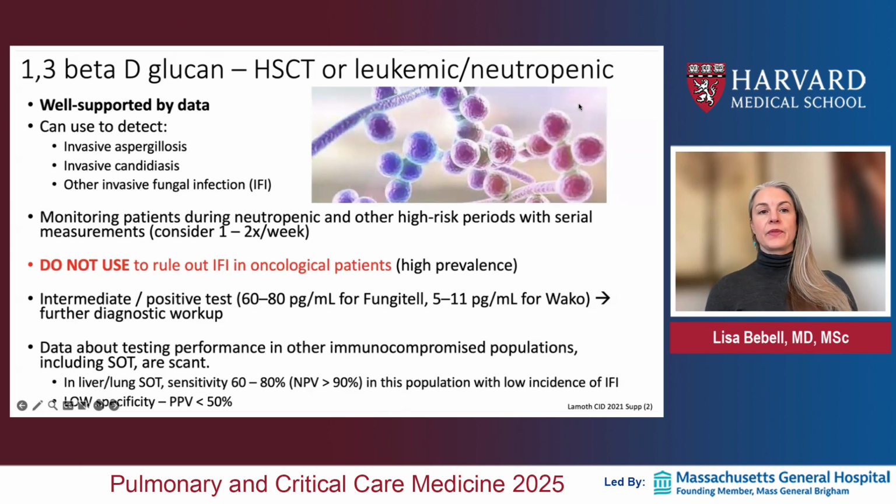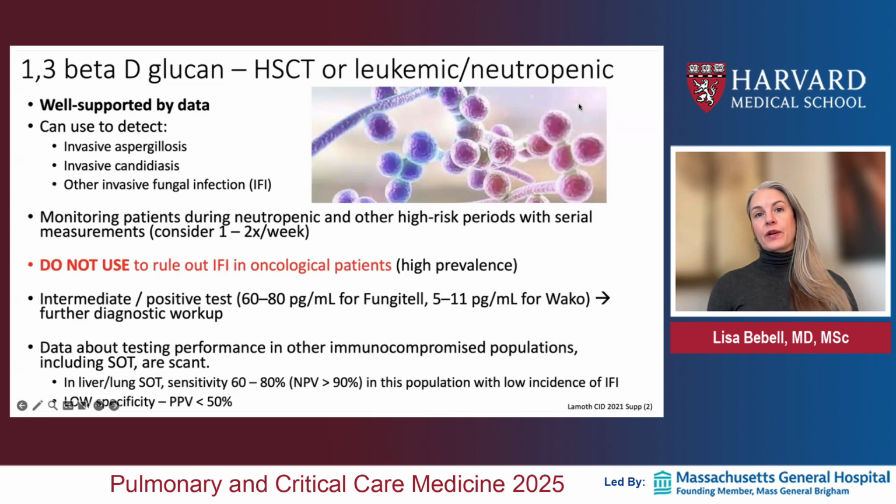The 1,3-beta-D-glucan tests have been best studied for hematopoietic stem cell transplant recipients and people with leukemia and neutropenia. The use of 1,3-beta-D-glucan is well supported by data in these populations, and it can be used to detect invasive aspergillosis, candidiasis, and some other invasive fungal infections. The data suggest that monitoring patients with serial measurements once or twice a week while they're neutropenic or during other high-risk periods can really help to identify invasive fungal infections early.